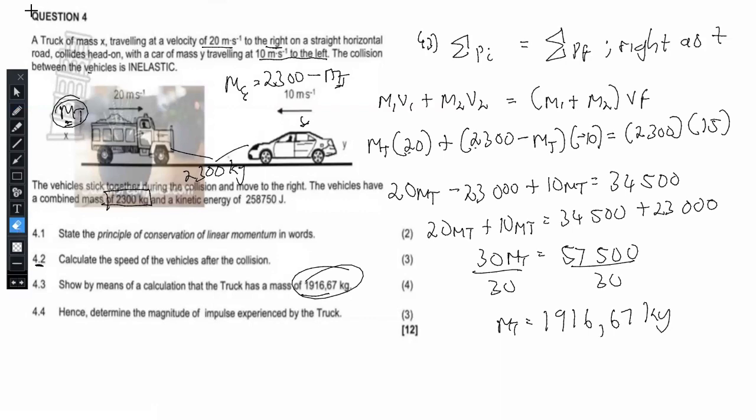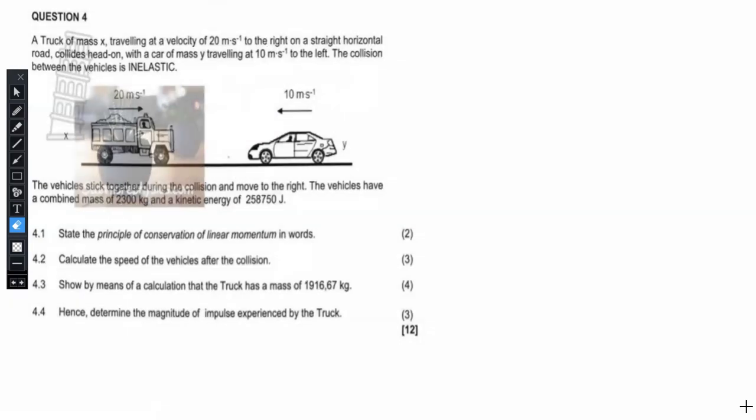Let's now go to 4.4. Now 4.4 is saying hence, and we do understand when the question says hence, it means from whatever that you have proven above or from whatever that you have calculated above, use it in order to answer this question. So 4.4 says hence determine the magnitude of impulse experienced by the truck.